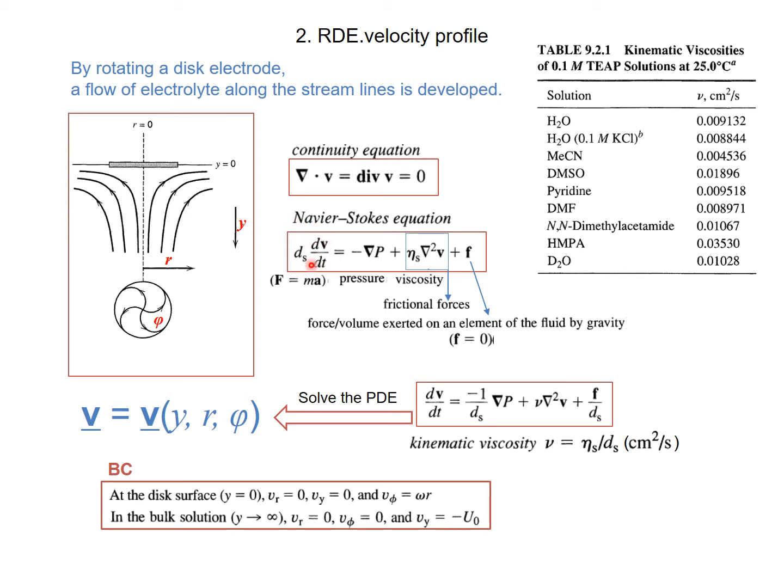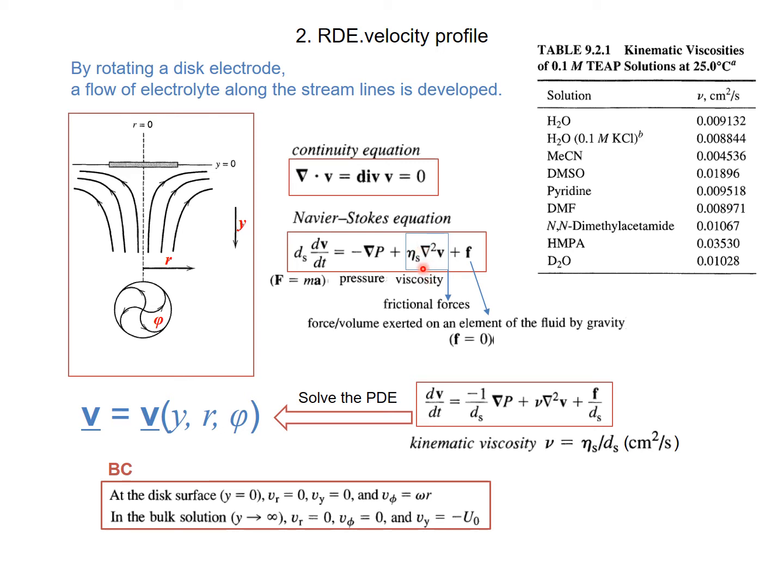This force is divided into three terms. The first term is about pressure development. The second term is frictional forces based on the viscosity of the fluid. And the last term is the additional force, and we could ignore the third term on the right-hand side of this equation. By using this equation, we could obtain the velocity profile.